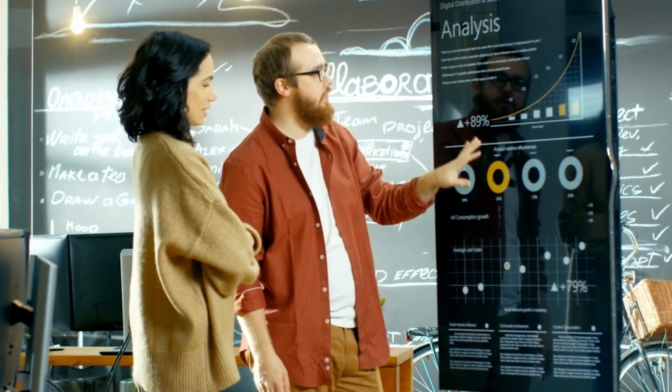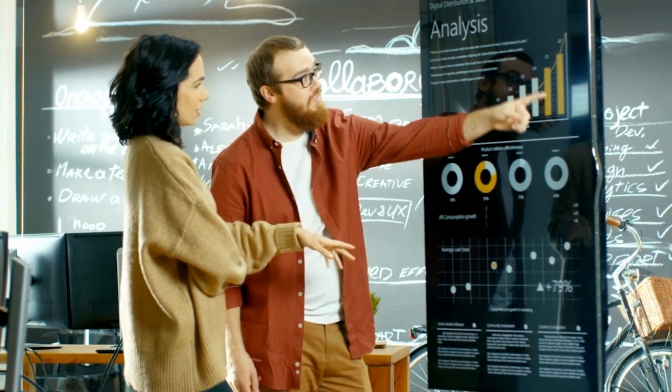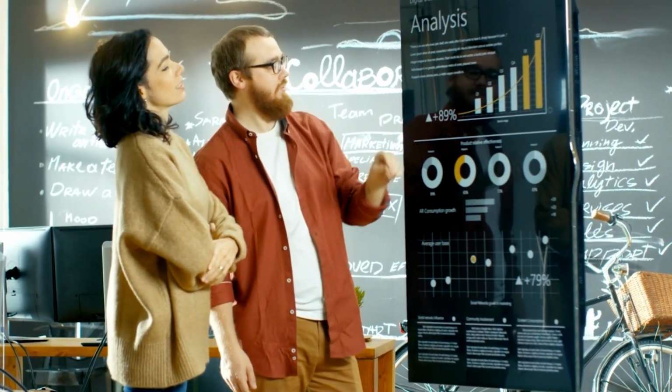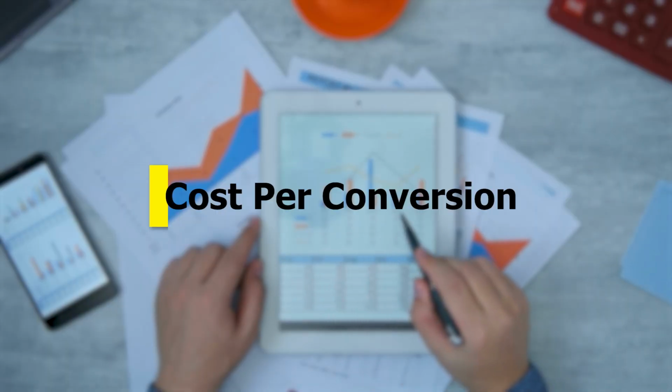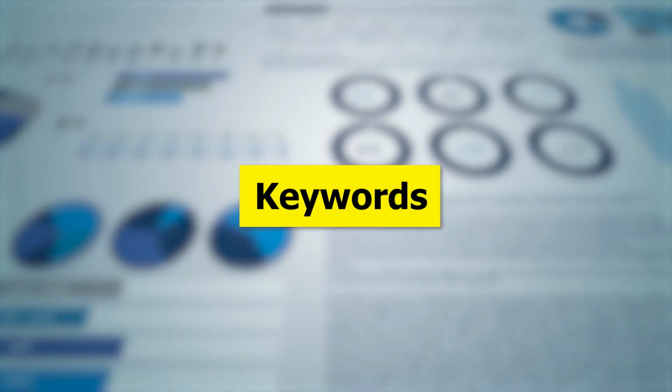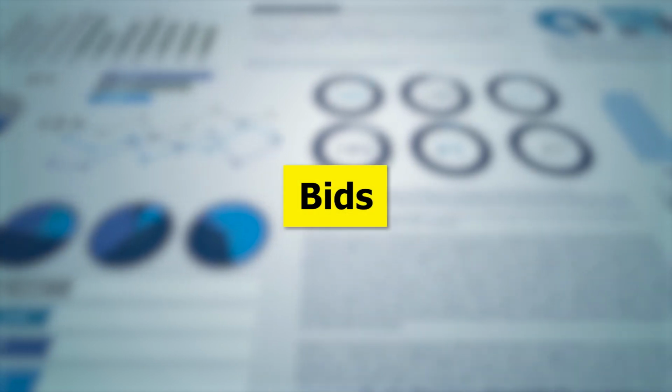Now the next thing is the monitoring and optimization of your campaign. Once your campaign is up and running, it's important to monitor its performance and make adjustments as needed. Keep an eye on the click-through rate, conversion rate, and the cost per conversion. And if your campaign is not performing as well as you would like, try adjusting your keywords, your ad copy, or bids. Okay, so that's how you will be able to optimize.